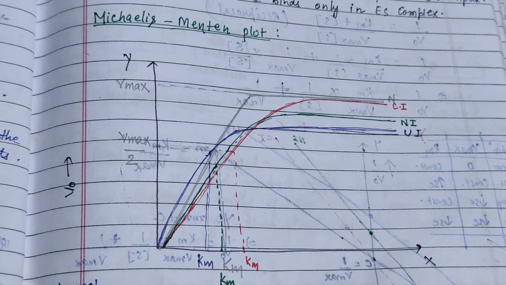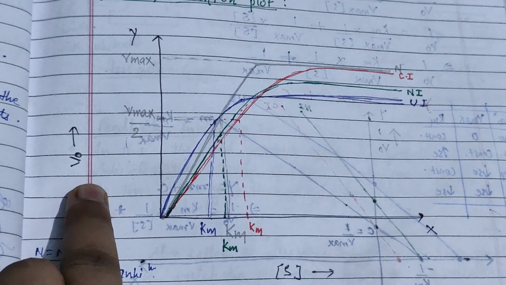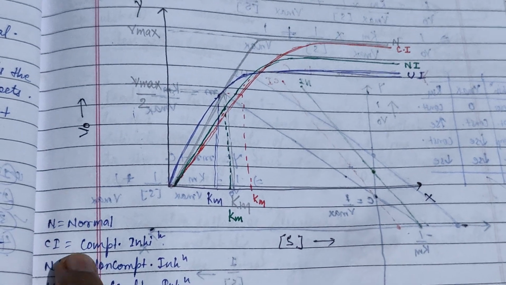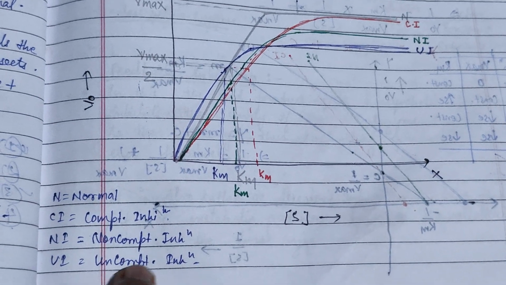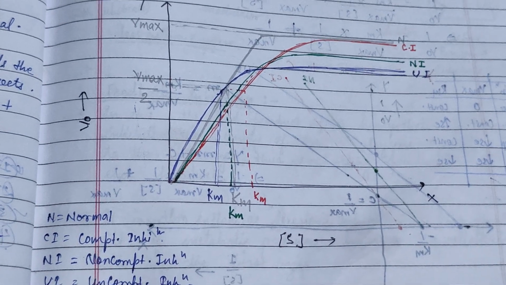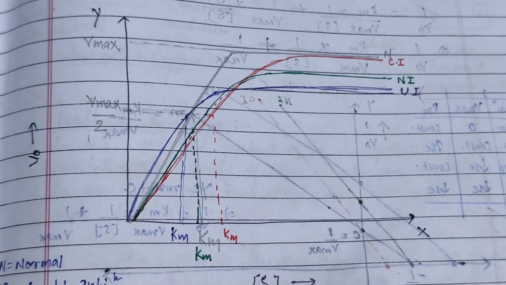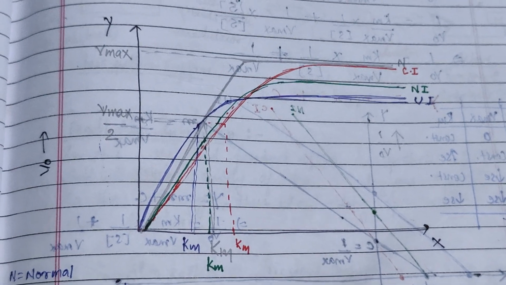So this is a graph of the Michaelis-Menten plot. This represents the V naught velocity and this represents the substrate concentration, where N is equal to normal, Ci is equal to competitive inhibition, Ni is equal to non-competitive inhibition and Ui is equal to uncompetitive inhibition. So this is all about the enzyme inhibition and its types and Michaelis-Menten plot.